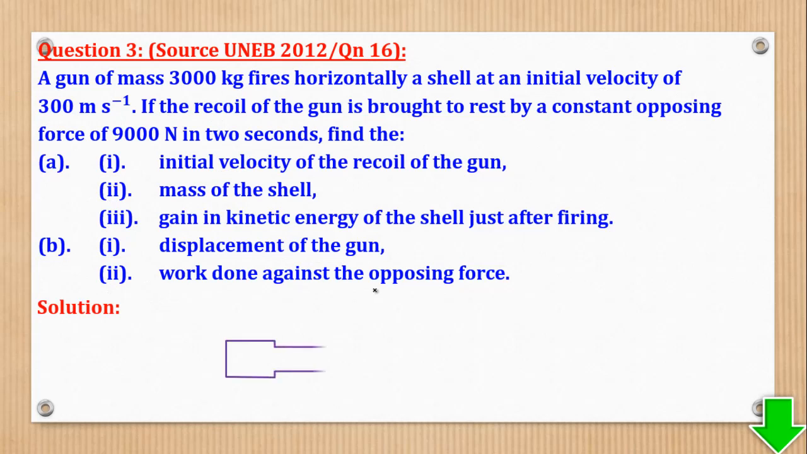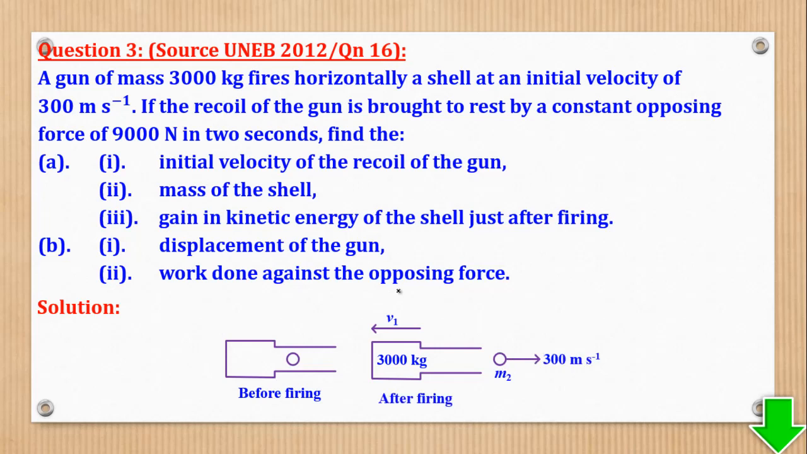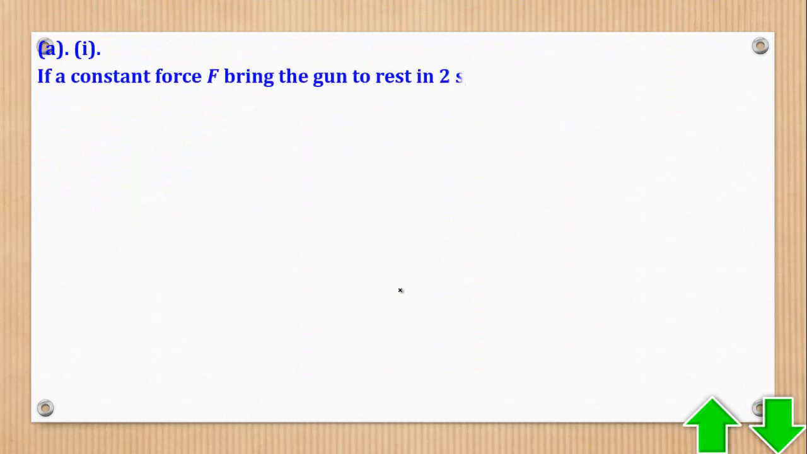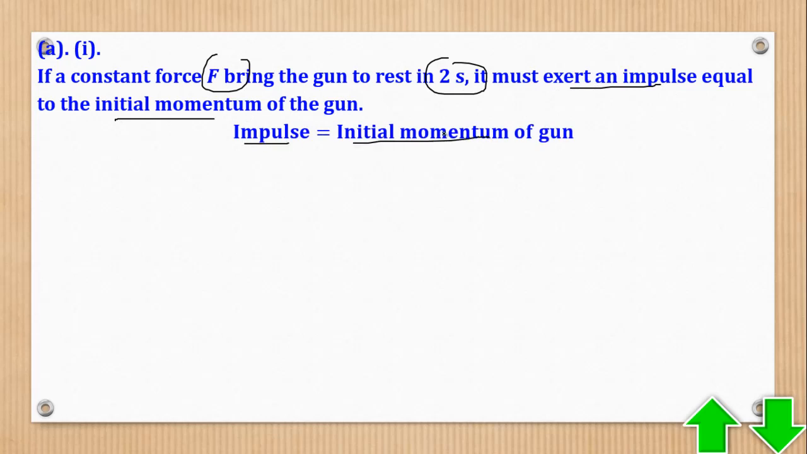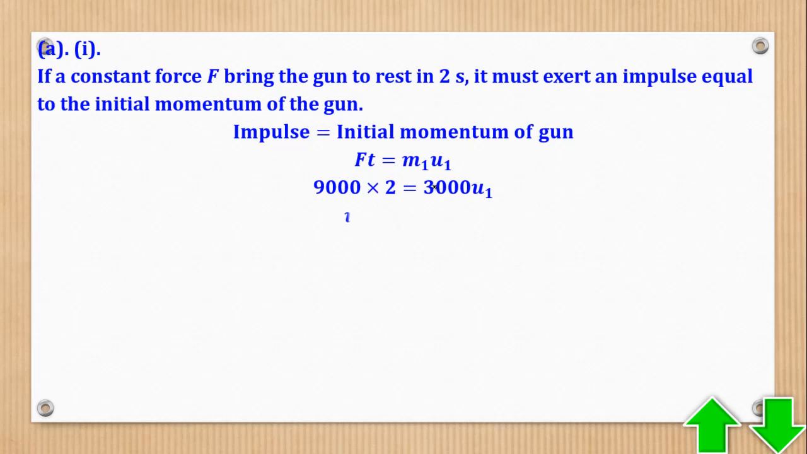So let's begin with A, Roman 1. The sketch is that before firing and after firing, the gun goes backward, and this one moves forward. So if a constant force F brings the gun to rest in 2 seconds, it must exert an impulse equal to the initial momentum of the gun. So impulse is equal to initial momentum of the gun, Ft is equal to M1 U1, where this is that, this is that, this is that. Therefore I can get my initial velocity.